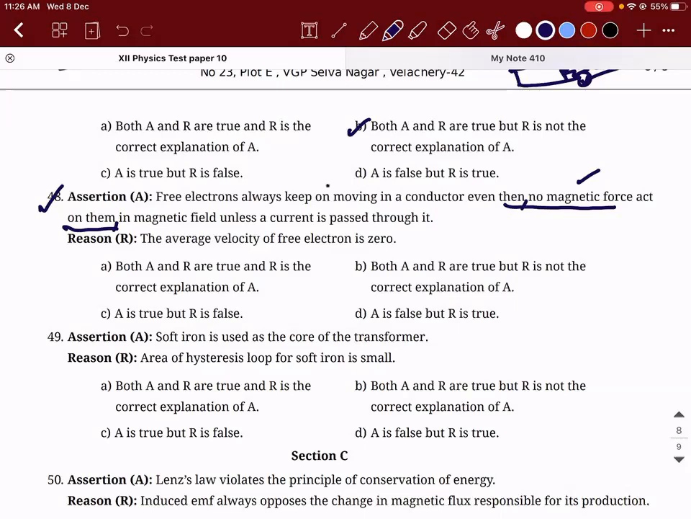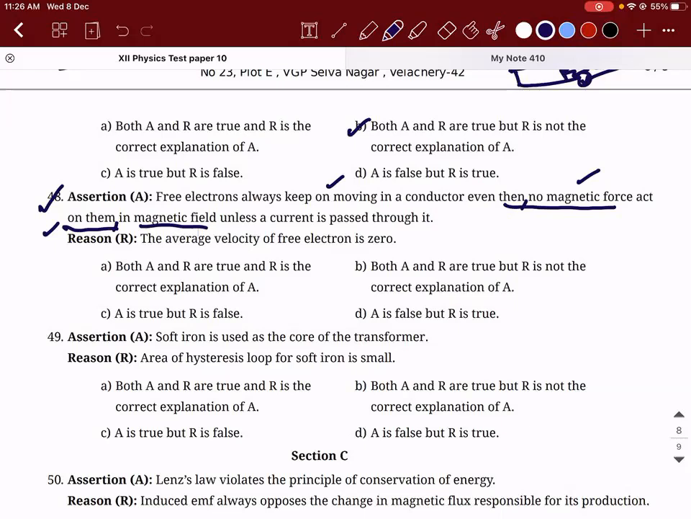Free electrons always keep on moving. They're not trying to say keep on moving in a particular direction. They always keep on moving in a conductor. Even then, no magnetic force acts on them. If you take this conductor and place it in a magnetic field, what will happen? They will not experience any force unless there is a current passing through it.